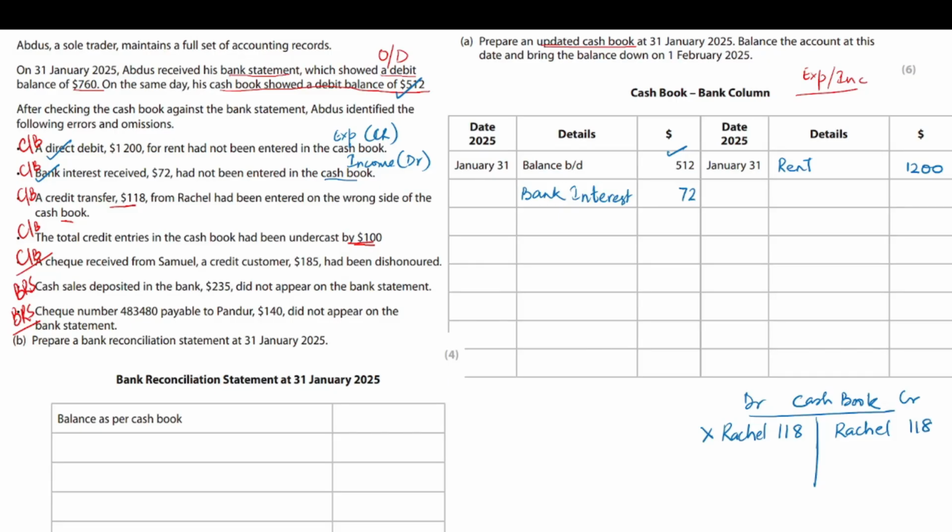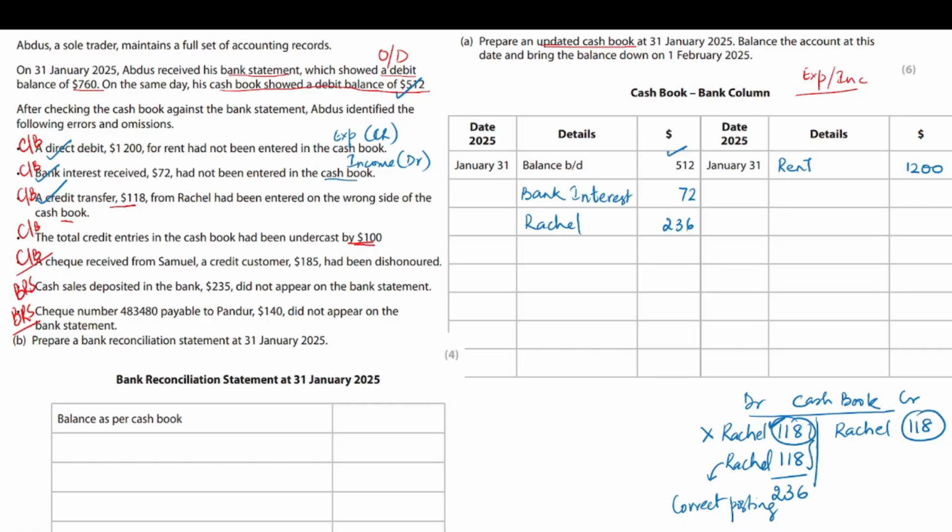Now, how do I rectify? One is to nullify this, so I have to pass one entry. We have to debit the cash book, and then to pass the correct entry, one more 118 for Rachel. That means the total amount for Rachel would be 236. One is to nullify the negative impact, and the other would be the correct posting. So in total, we have to debit the cash book with 236. So we write Rachel 236. So this also we have completed.